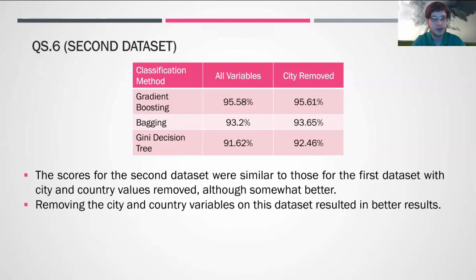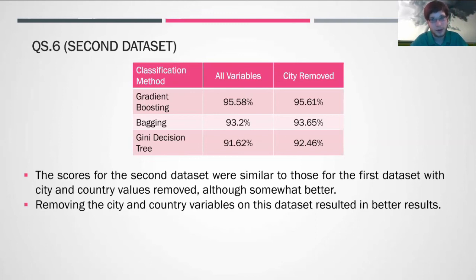After seeing how much the source city and source country affected the results of our first data set, we wanted to try some of our methods on another data set that might not have the same patterns. So we took another CTU13 packet capture data set, and after cleaning it, we used bagging, the Gini decision tree, and gradient boosting on it. The results were comparable to the first data set with the source city and source country removed, although slightly better in the case of bagging and gradient boosting.